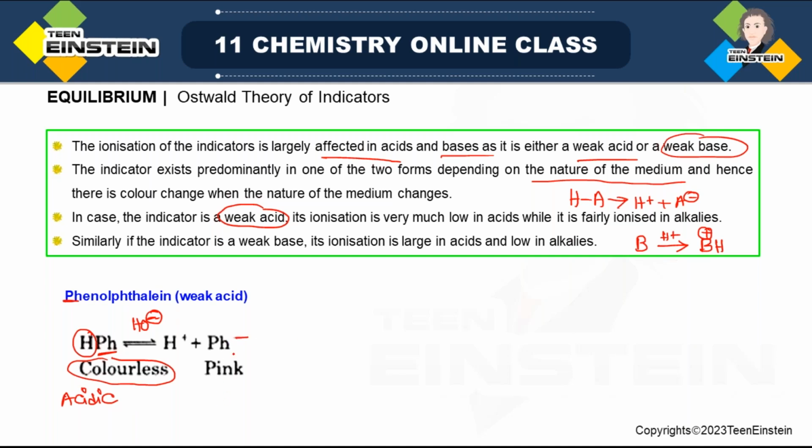That means now it is H plus and Ph minus. So in that case, this form, which is the basic form, that is basic medium, I am trying to say. So in acidic medium it is colorless, in basic medium it is pink. So this is the example of phenolphthalein, which is basically a weak organic acid. Now, this type of color change, that is colorless to pink, happens in the pH range of around 8 to 10. So this is the pH range, okay?